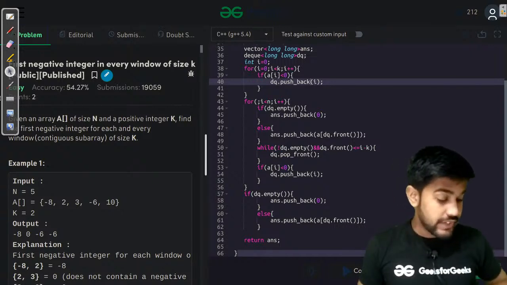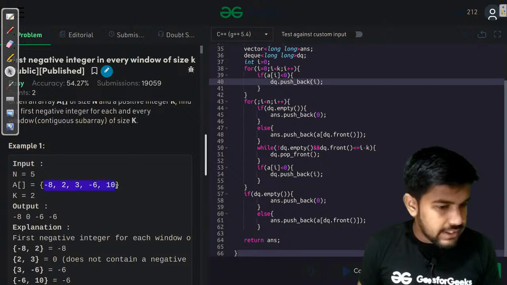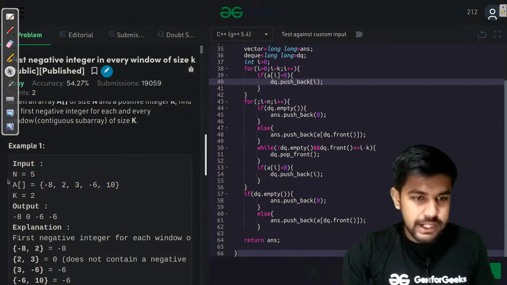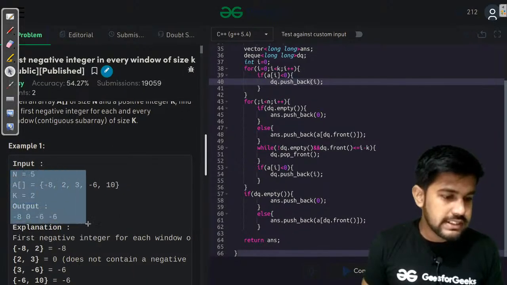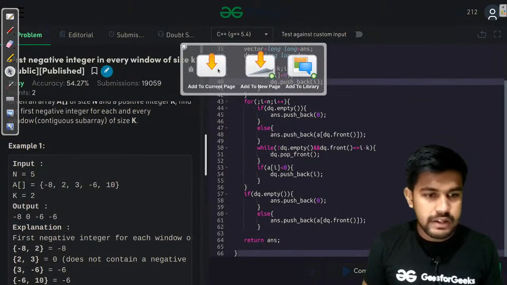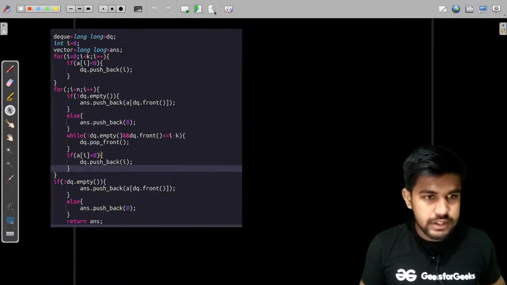This question is very interesting, to be honest. Okay, so let's take the first example itself. Let's take the first example. Okay, so let's just copy the test cases and then we can move it to the solution.